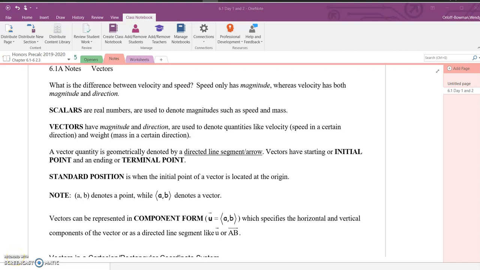Hello, Pre-Calc Honors kids. Today we are going to start a unit on vectors, and we're going to go through the basics on vectors. Some of you may have had that in physics, some of you may not have, but it should be pretty general.